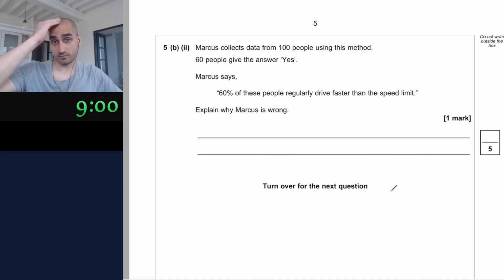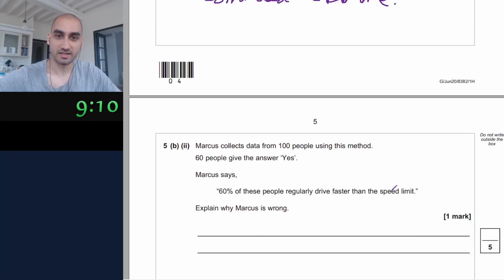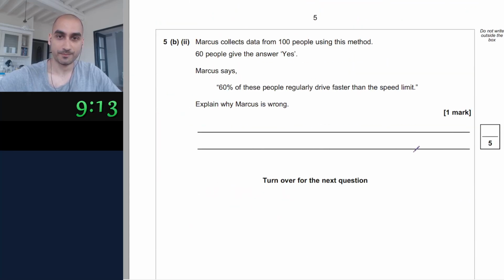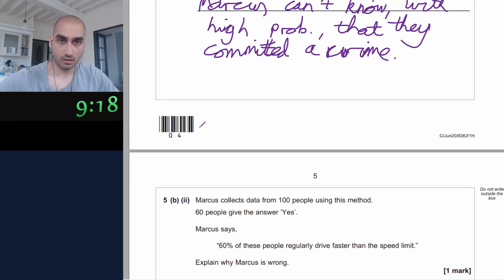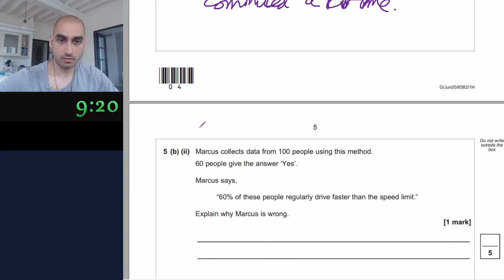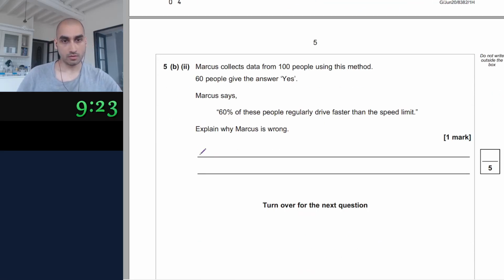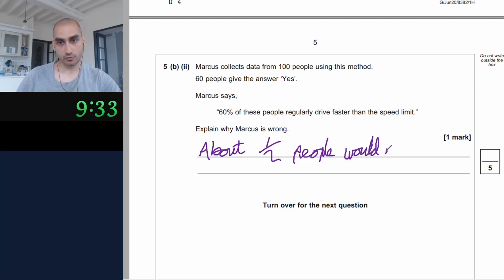Marcus collects data from 100 people using this method. 60 people give the answer yes. No, Marcus. You came up with a smart plan and then you did the maths wrong. So it was about half of the people would roll odd.